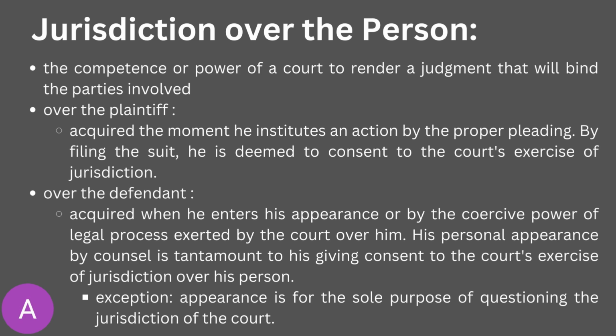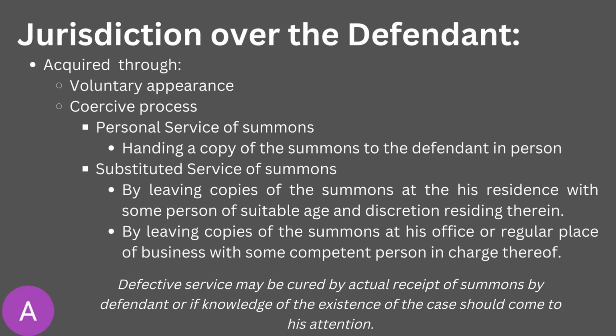Jurisdiction over the defendant is acquired when he enters his appearance or by the coercive power of legal process exerted by the court over him. His personal appearance by counsel is tantamount to his giving consent to the court's exercise of jurisdiction over his person, except if his appearance or that of counsel is for the sole purpose of questioning the jurisdiction of the court. Jurisdiction over the defendant may be acquired through his voluntary appearance or by personal or substituted service of summons on him under the rules of court. This is referred to as the coercive process in the manner provided by law.